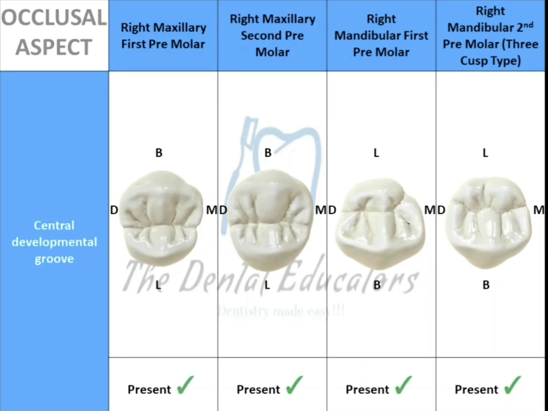The central developmental groove is a linear depression extending mesio-distally from the mesial marginal ridge to the distal marginal ridge, separating the primary buccal half of the tooth from the lingual half. The central developmental groove extending from the mesial marginal ridge towards the distal marginal ridge can be observed on the maxillary first premolars in the image below. Similarly, the central developmental groove can also be observed on the maxillary second premolars, mandibular first premolars and the mandibular second premolars.